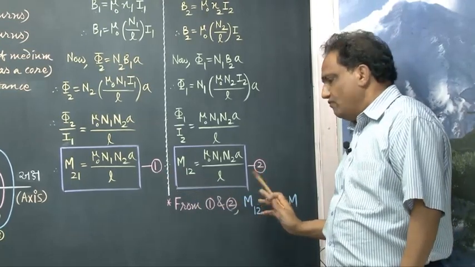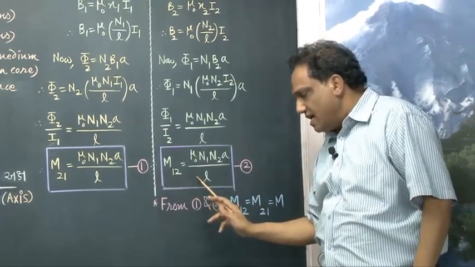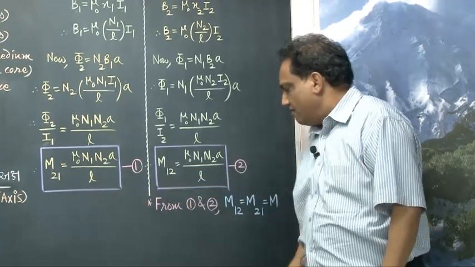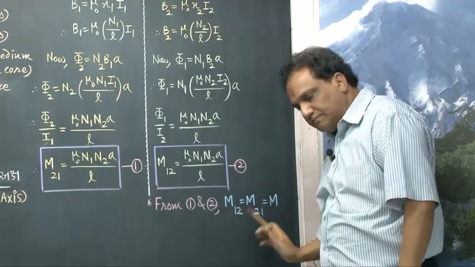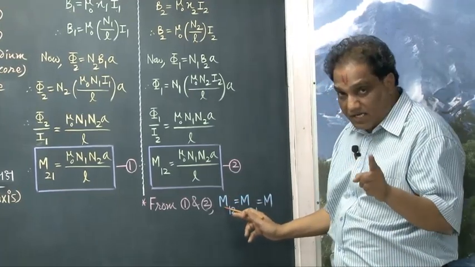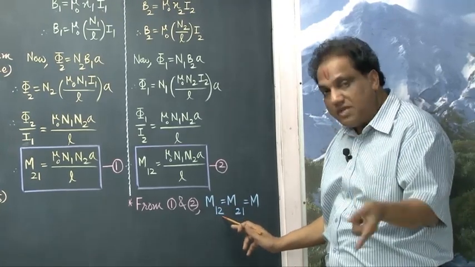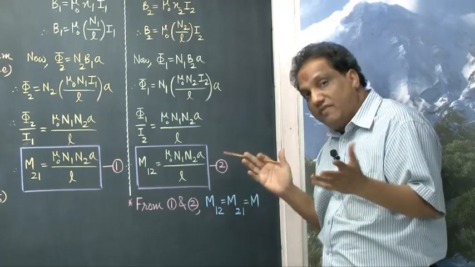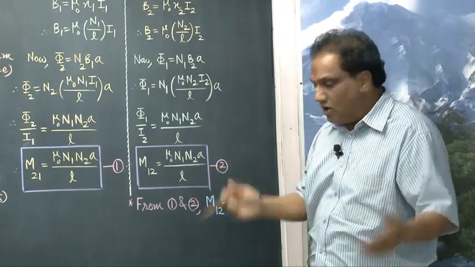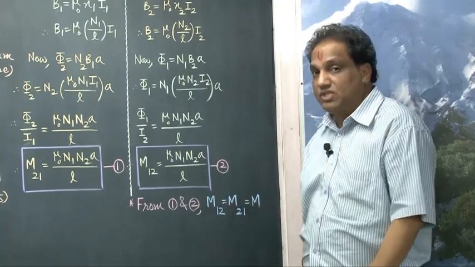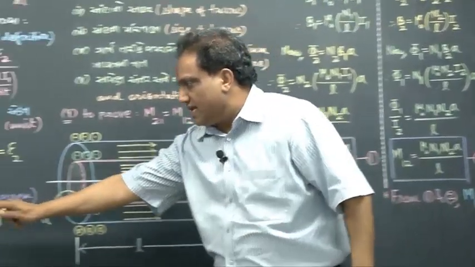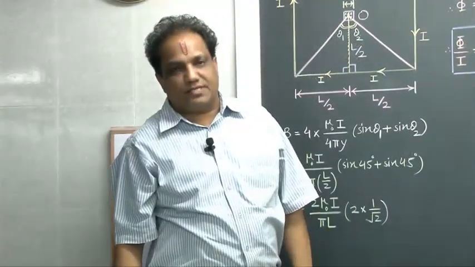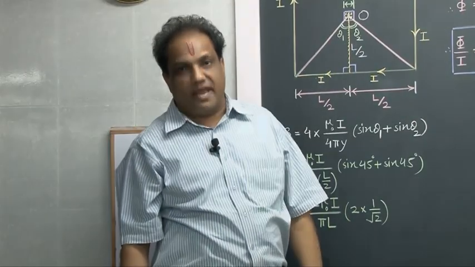From equations 1 and 2, we can make out that when right hand sides are same, left hand sides will be same. So M12 equals M21. Whatever is the mutual inductance of the first coil with respect to the second coil, the same is the mutual inductance of the second coil with respect to the first coil. Both the values are equal, so let us give them the same symbol, let it be capital M. This very result is known as the reciprocity theorem. Okay, fine. Come on my dears, read this statement of sum number 10.